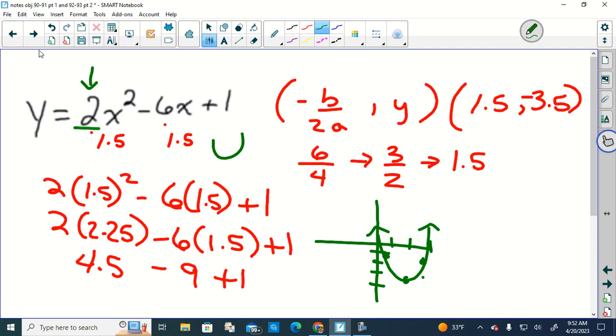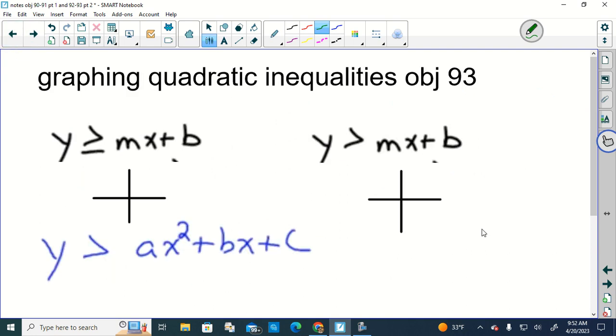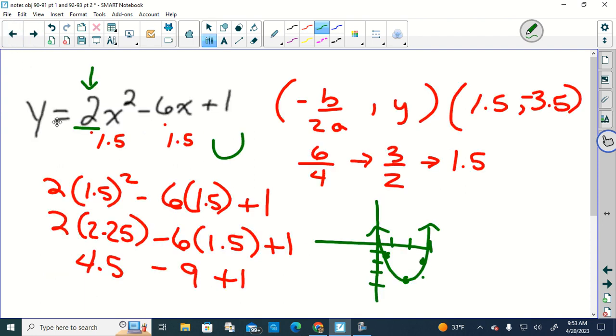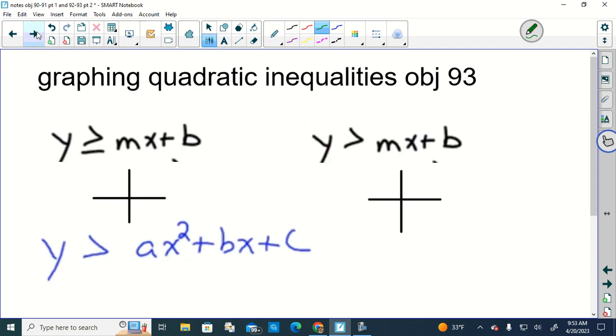The second objective, objective 93, has to do with shading now. So you just need to remember how we shade things. We're still going to be using the information that we learned in objective 92, except now you're going to be doing some shading. So back here we had equals, so it's just the line itself. But now when we add the inequality, then you're going to have some shading.